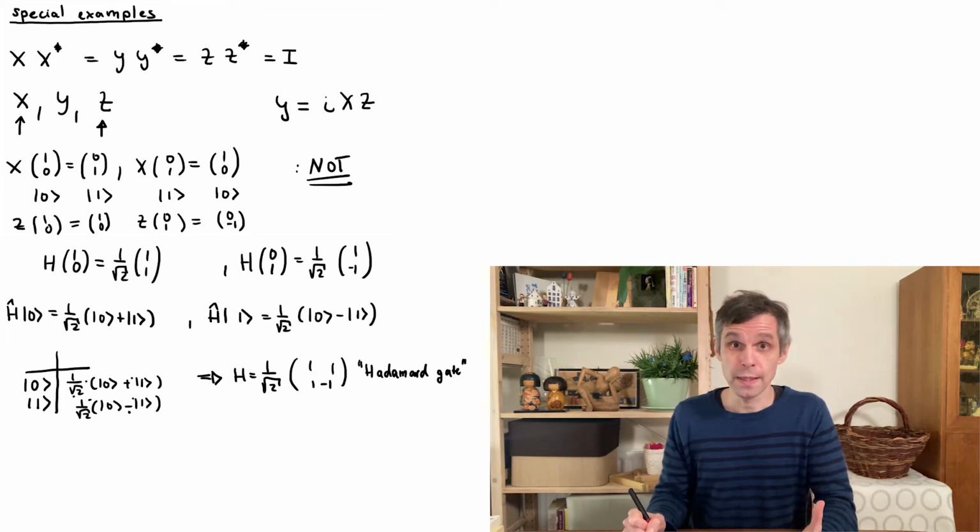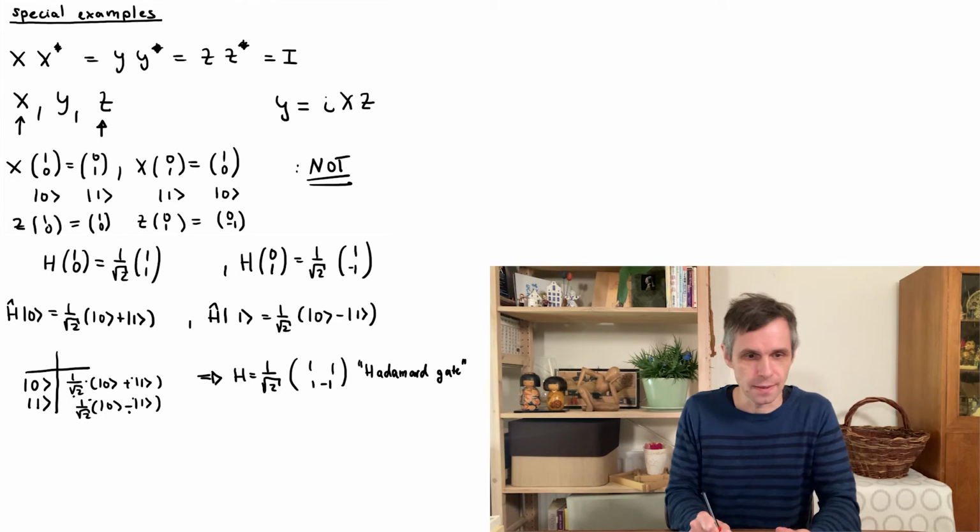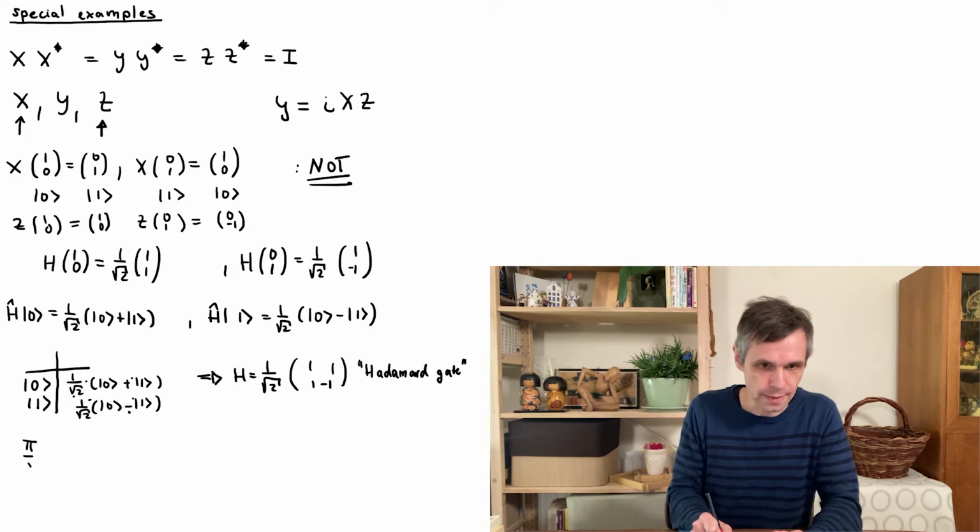There are just two more gates that we will need, and they will only appear very occasionally, so I just mention them here already for completeness. And this is the so-called pi over 8 gate T, which is just a diagonal unitary matrix with a 1 on one of the diagonals and a certain complex number on the other diagonal.